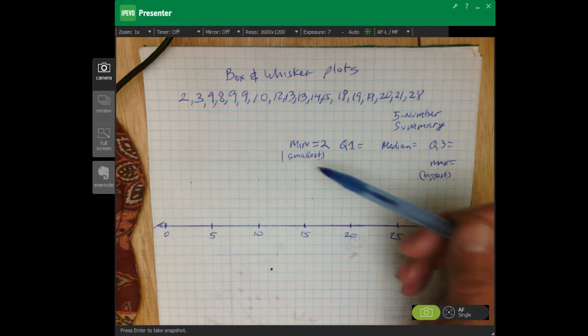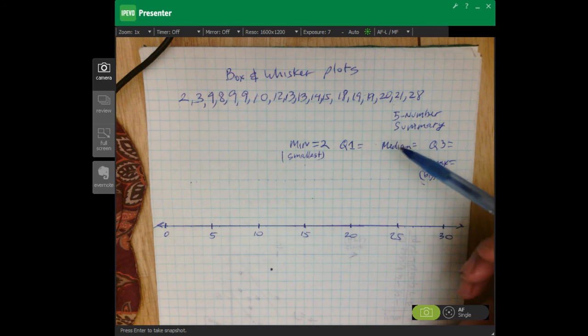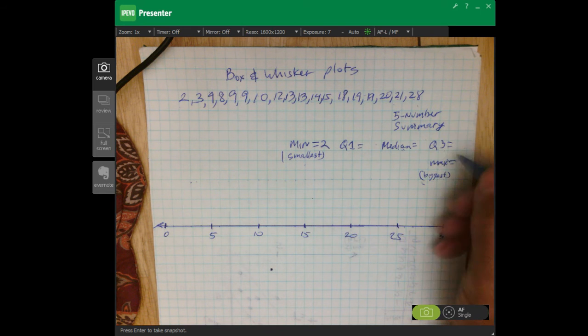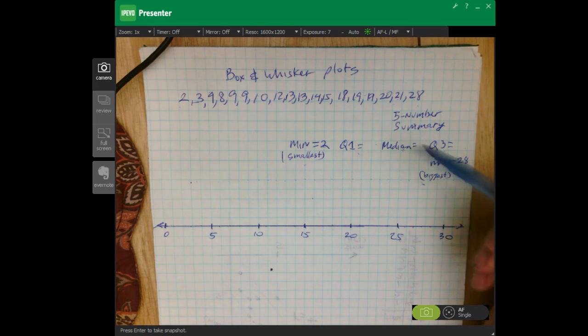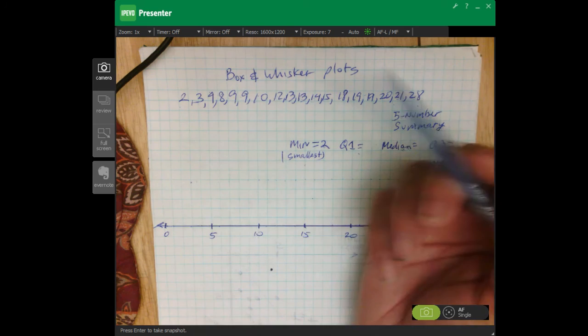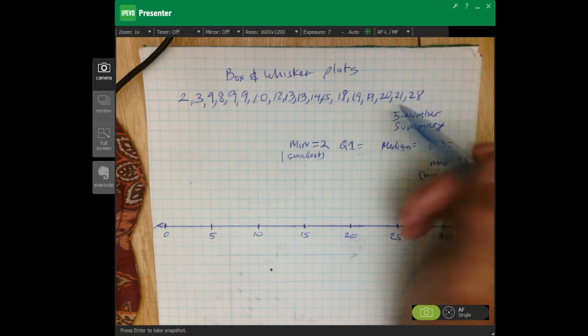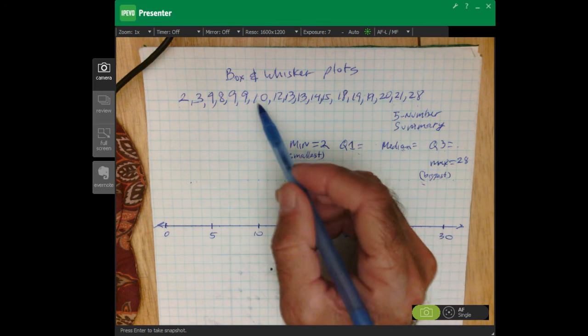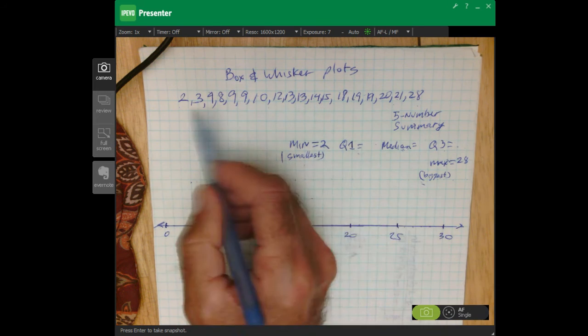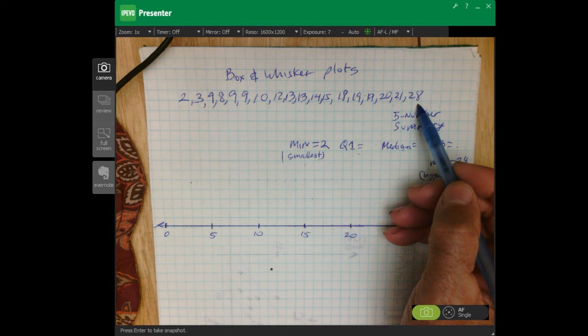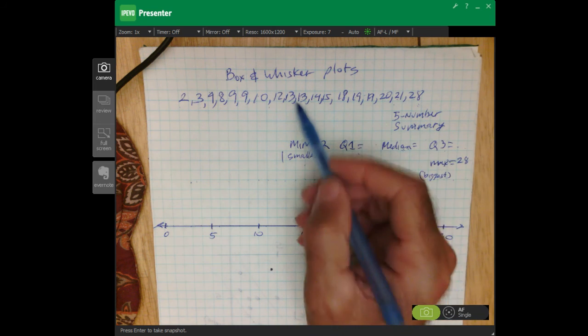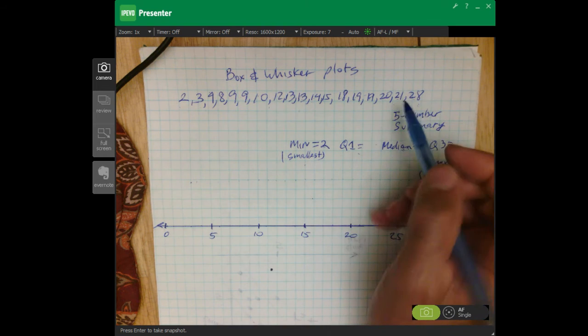You can find these two first and then the median, or you can start with the median. It really doesn't matter. But the maximum is just going to be, in this case, 28. So we have 2, Q1, median, Q3. The way you find the median is you find the middle number, or the number that would go in the middle, depending on how many numbers you have. So what you need to do is divide this into 2 equal groups. And if there's an extra left over, that's the middle number. If not, then you'll split it.